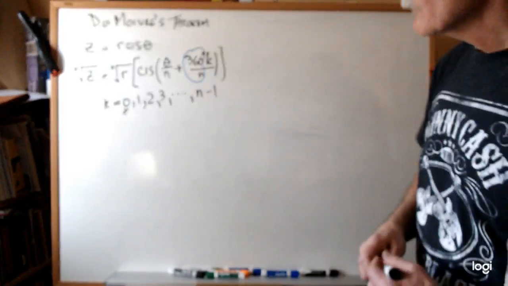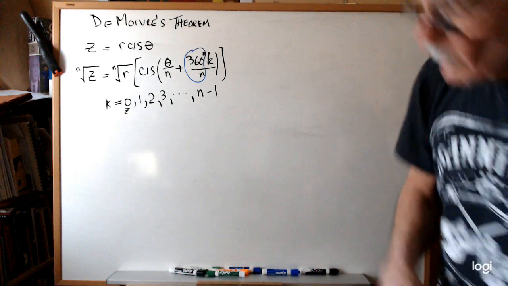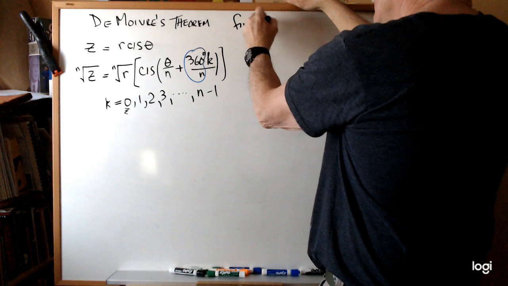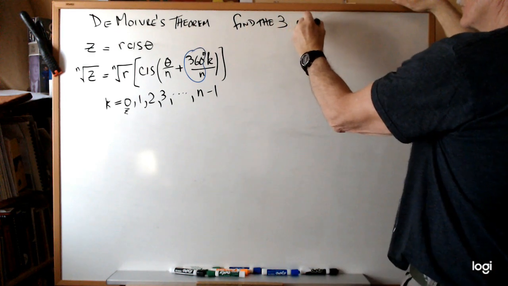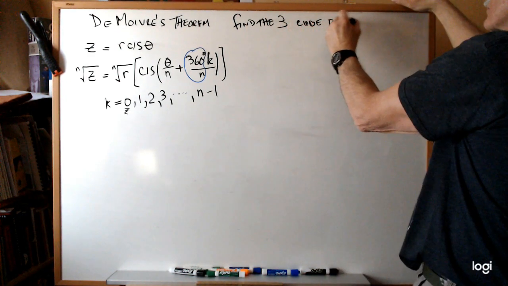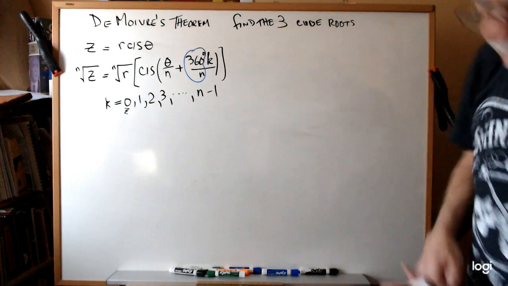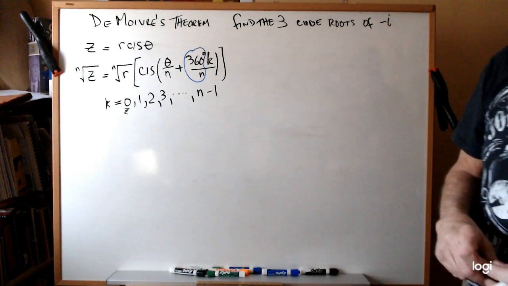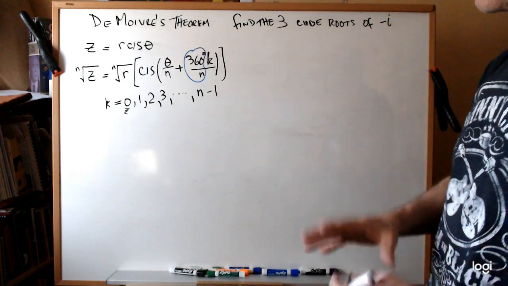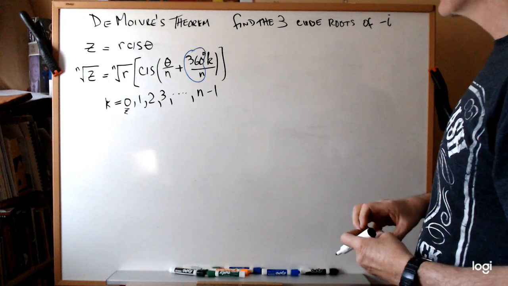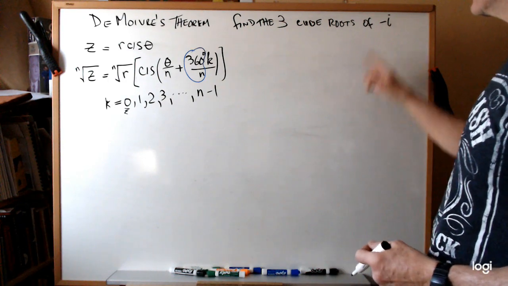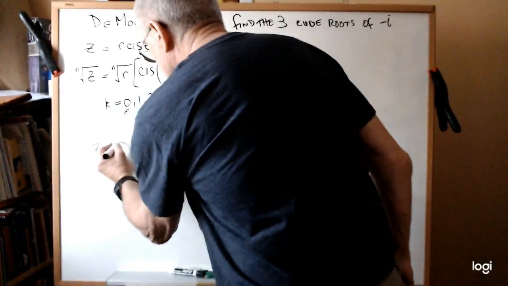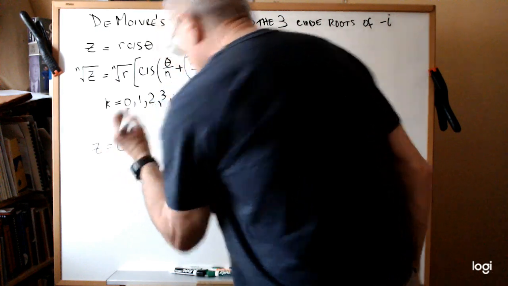Okay, so the first one I want to do is the following. Find the 3 cube roots of negative i. Okay, so since we're doing cube roots, there are going to be 3 of them. So let's see how we set this up. The first thing to do is to find out what z is. So z is 0 minus 1i.